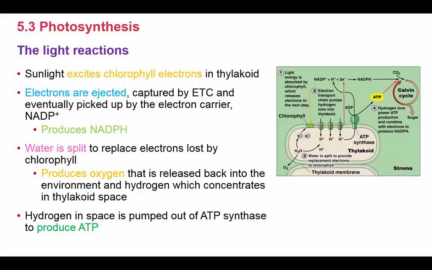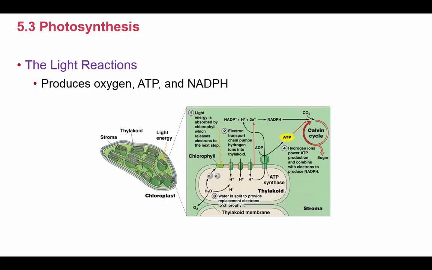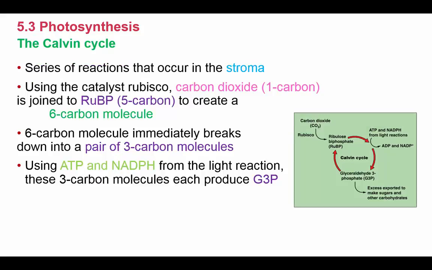So the big picture here says that the light reaction takes in sunlight, and by taking in sunlight, it's going to produce three things. It's going to produce oxygen when water is split. It's going to produce ATP when hydrogen that was produced by water splitting is pumped across the membrane. And as electrons are ejected and are caught, it's going to produce NADPH. Now again, the oxygen is going to be released. The ATP and the NADPH are going to be used in the second step of photosynthesis, which is called the Calvin cycle.